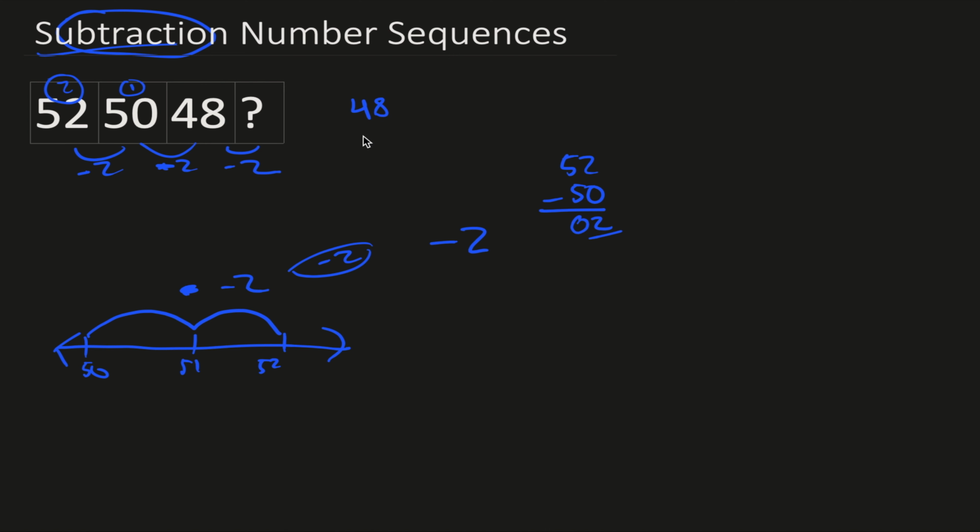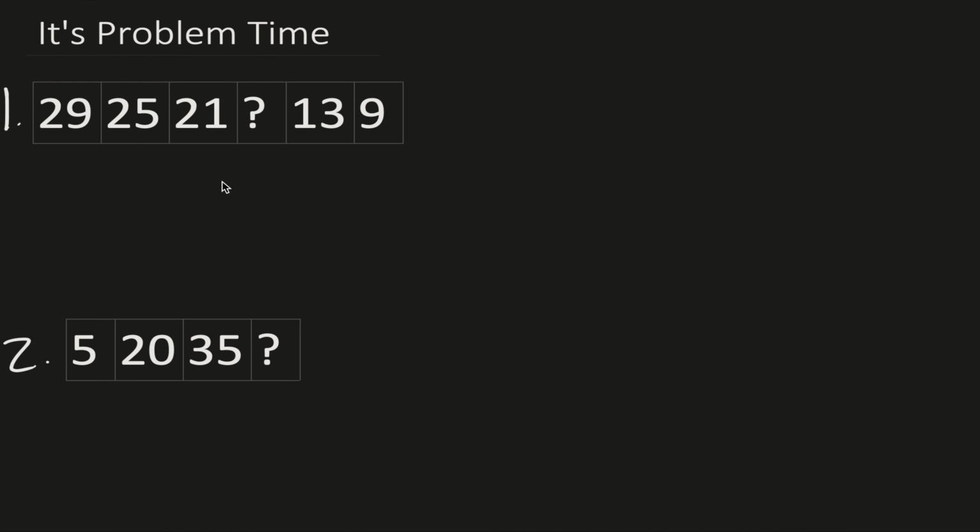48 minus 2 equals 46. So it looks like our question mark equals 46. Got both our number sequences down, addition and subtraction. So it's time for problem time.